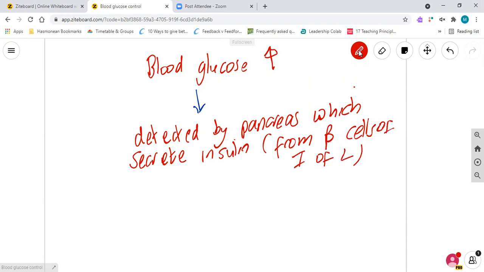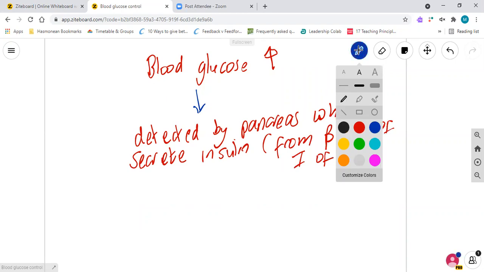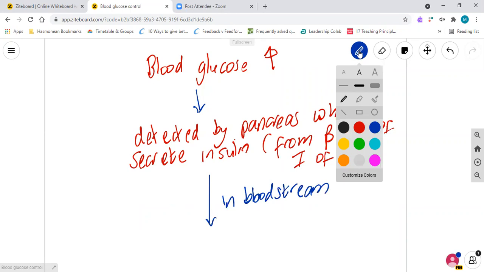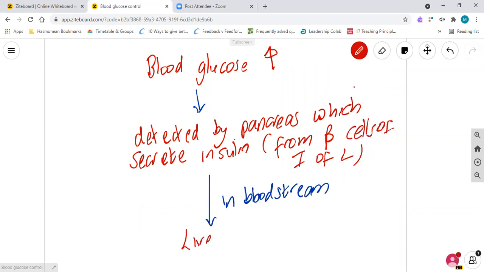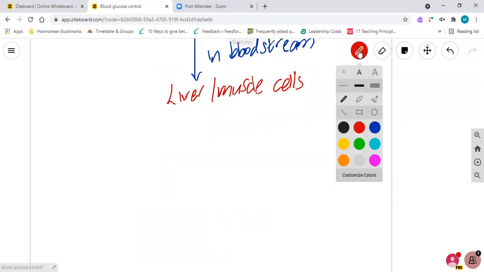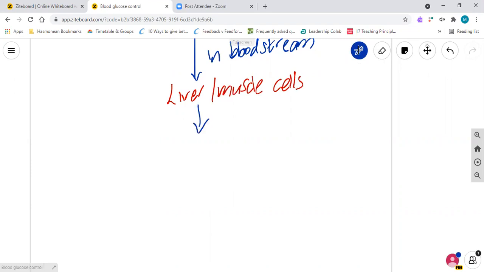Now, the insulin will travel in the bloodstream, because that's how hormones travel, and will go to the target organ, which will be the liver or the muscle cells. Okay, these things happen in both cases. And what does it do when it gets there? Well, the first thing that it does is obviously it binds to receptors. So it's going to bind to receptors on the liver and muscle cell.